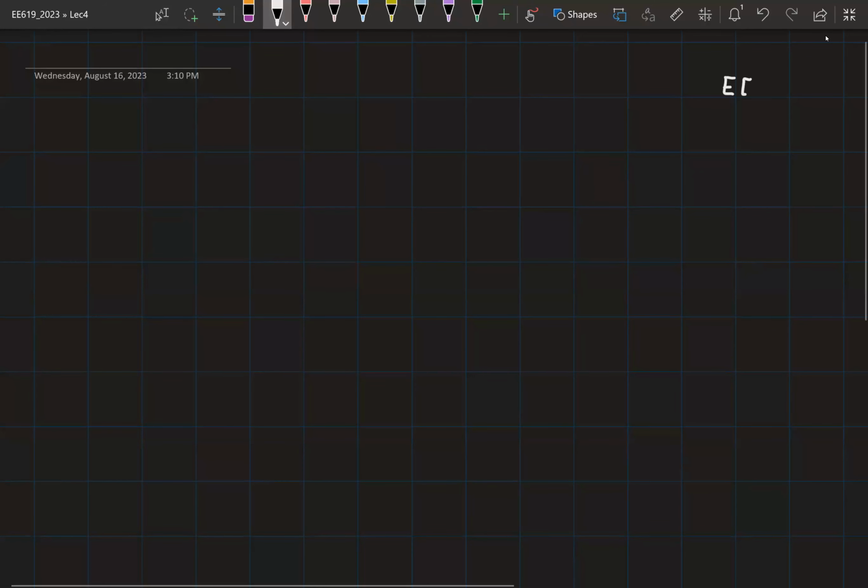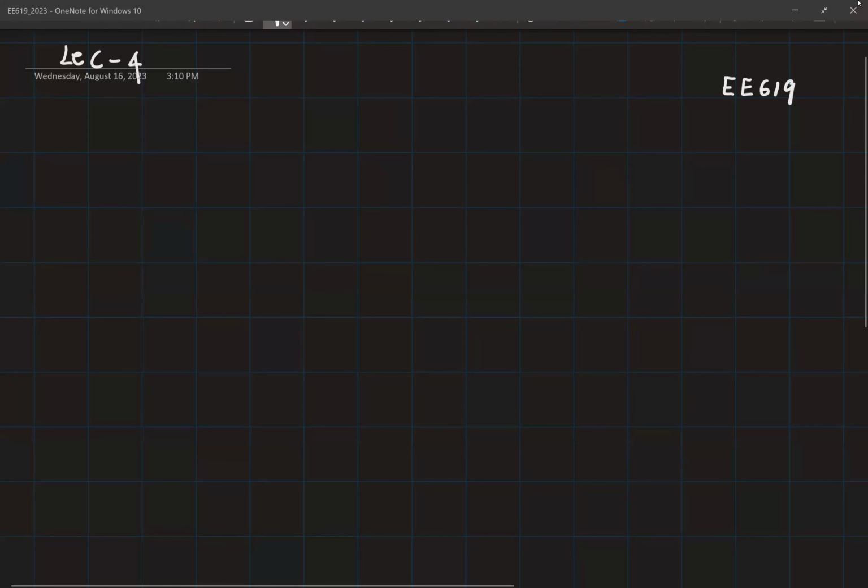So this is EE 619, lecture 4. So far we have seen the unified current model for both the NMOS as well as the PMOS transistors. We saw some of the short channel effects, and I want to clarify a few things about the velocity saturation current model.